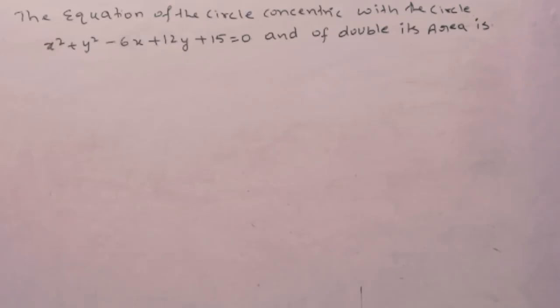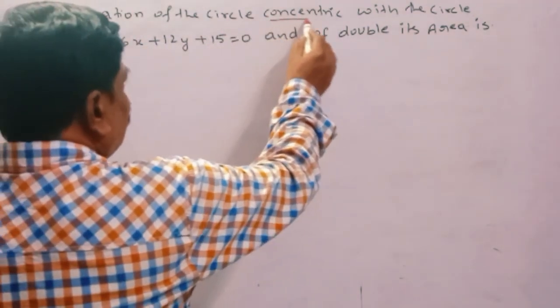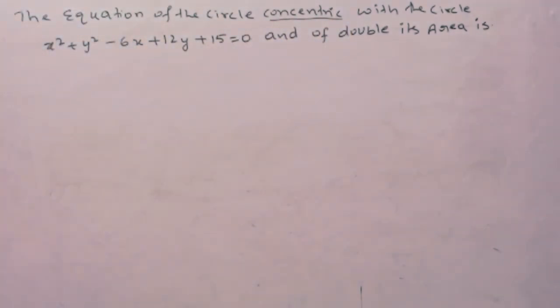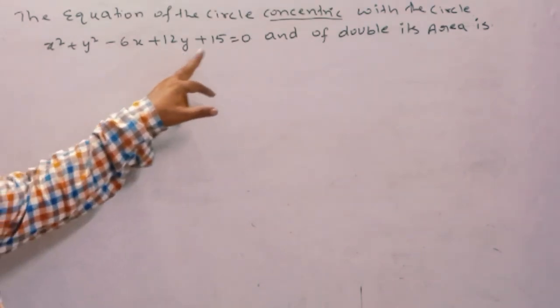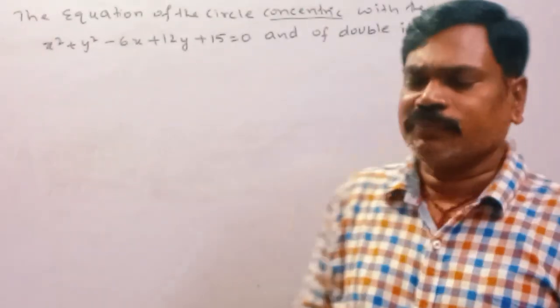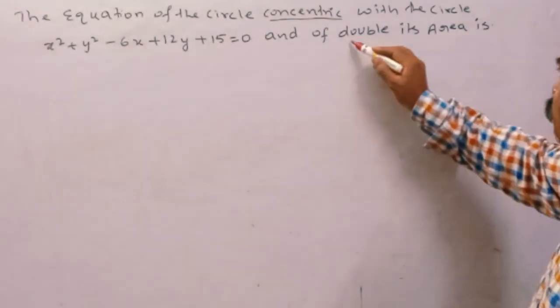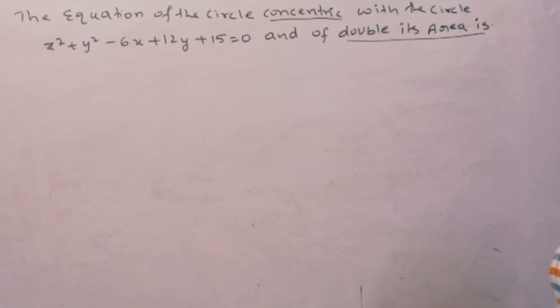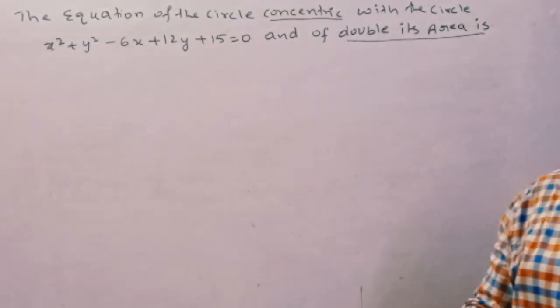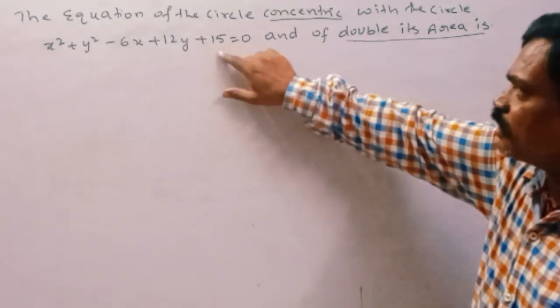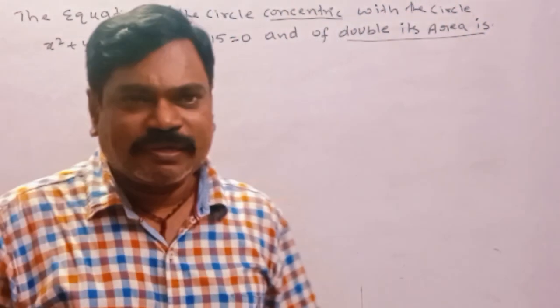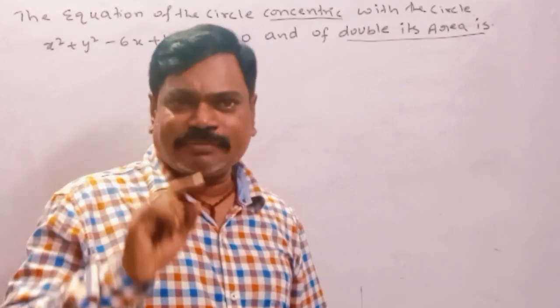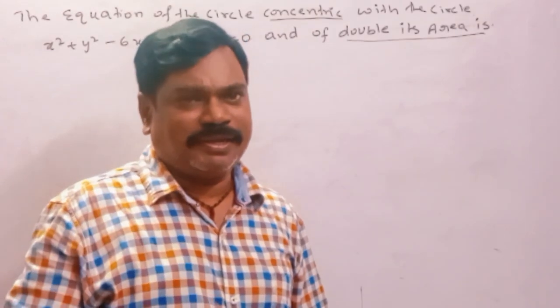Here, one more problem on circles. You see, find the equation of the circle concentric with the circle x square plus y square minus 6x plus 12y plus 15 equal to 0, and one more condition is given: double its area. We have to find the concentric circle. What does concentric mean? Concentric means the circles have the same center and different radii.